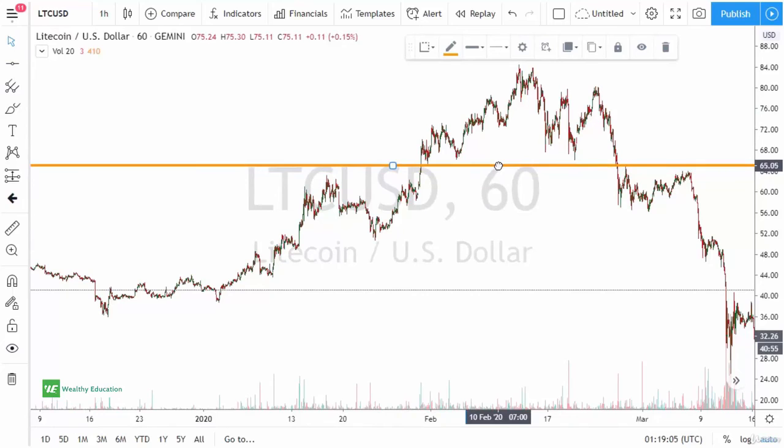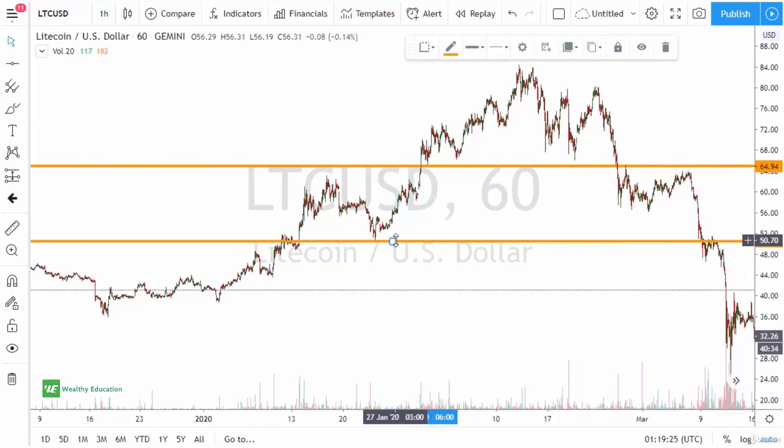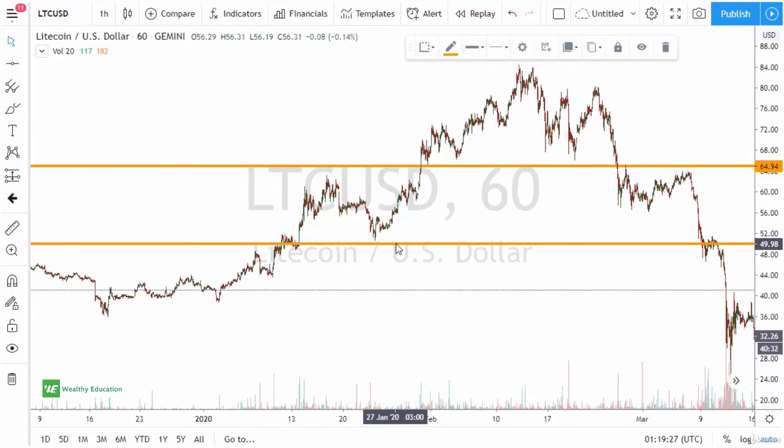So, for example, this is an area for me that I think shows support several times, resistance several times. It's basically $65. I could also make an argument about the $50 level. You can see certainly there are several reactions.